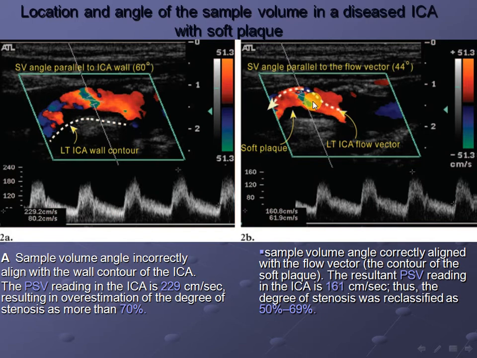Okay, parallel to the direction of the blood flow, not to the direction of the artery. This is parallel to the direction of the artery. You see, this is the artery, okay? This is the direction of the angle. It's parallel to the lumen of the artery, okay? This is wrong. You should make it parallel to the direction of the blood flow. The blood flow is going like that because there is a plaque here, soft plaque, okay? Don't put it parallel to the direction of the artery. Put it parallel to the direction of the blood flow. Okay?